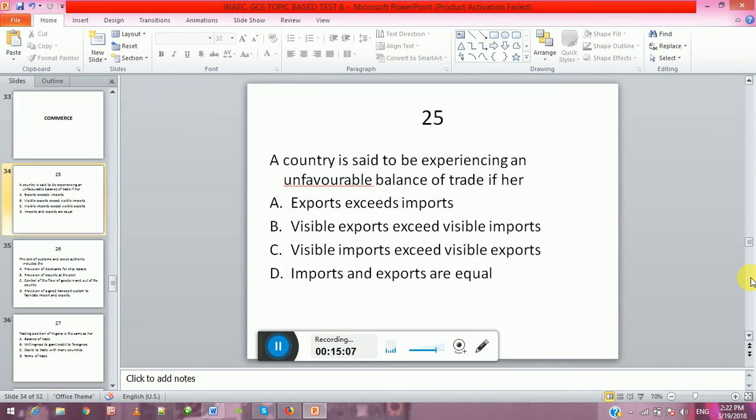Commerce. A country is said to be experiencing an unfavorable balance of trade if her A, exports exceed imports, B, visible exports exceed visible imports, C, visible imports exceed visible exports, D, imports and exports are equal.